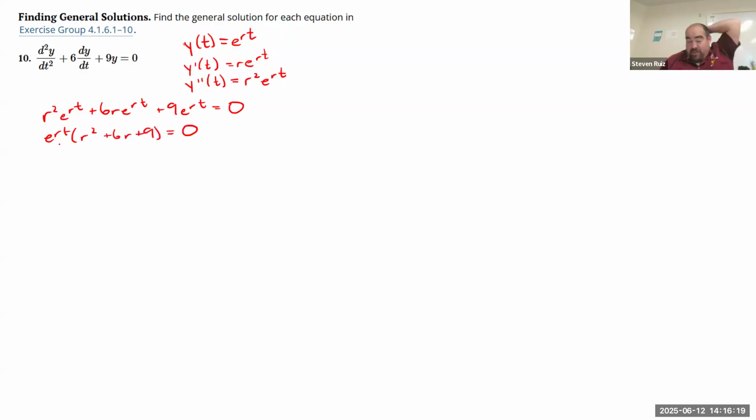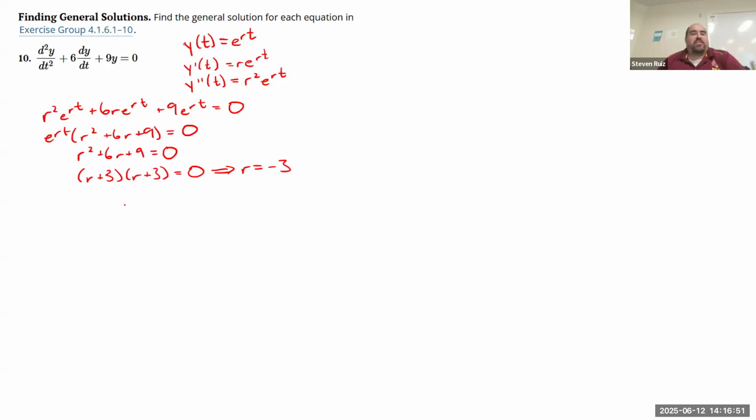There's no way for an exponential to ever equal 0, so really all I'm solving is r squared plus 6r plus 9 equals 0. So that's where that characteristic equation comes from. So now I have a quadratic. I can factor this to (r plus 3)(r plus 3). So I have a double root. So r equals -3.